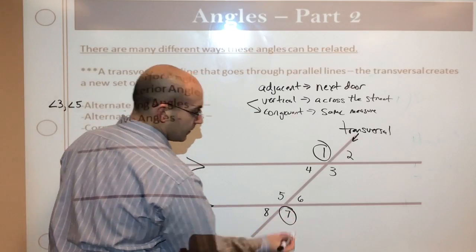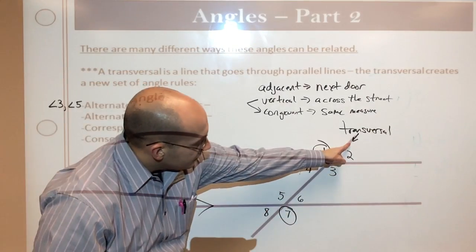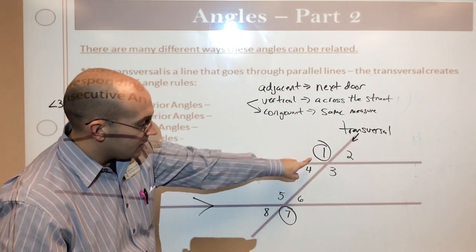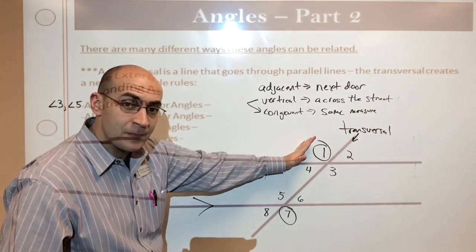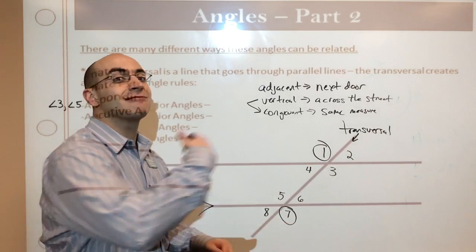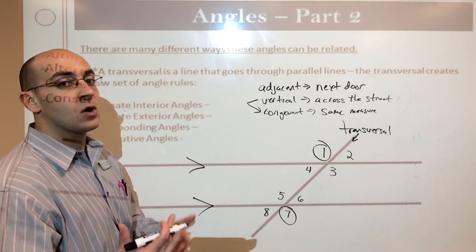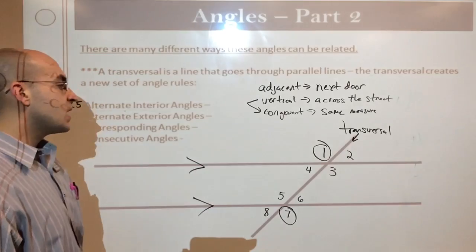Well, good. It's number 7. Awesome. They are alternating exterior. And the alternating part is, this is the transversal line. So if angle 1 is on the left side of it, alternate means that the other angle, or its pair, needs to be on the right side of it. So they would be on one side and the other of the transversal. So that's what alternate really means in this context.